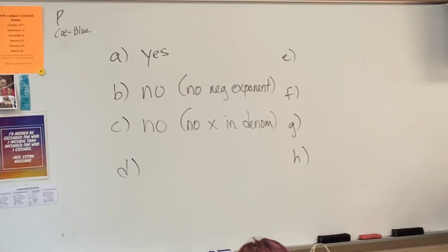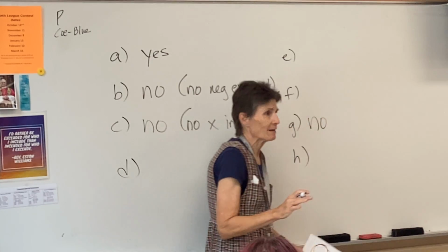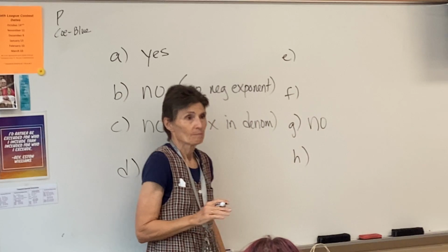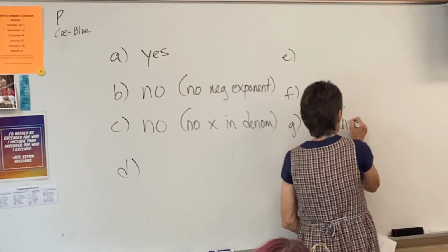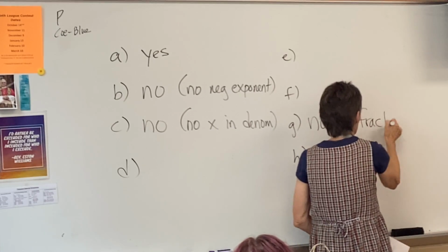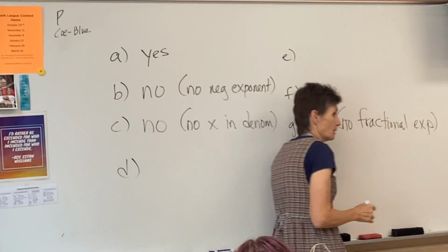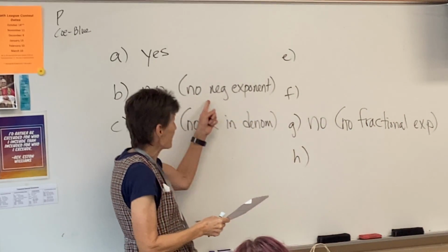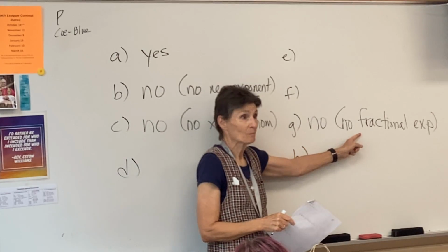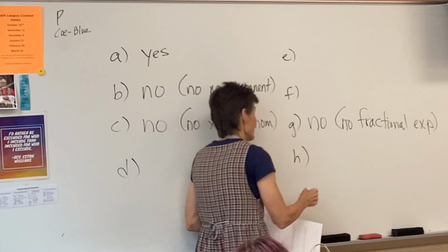G is a no. No variable, maybe? No, you gotta have a variable. Check out that exponent. What's wrong with it? No fractional exponents. All right, so polynomials, you got 2 rules about exponents. They can't be negative and they can't be fractions. Okay? And then H is a no.